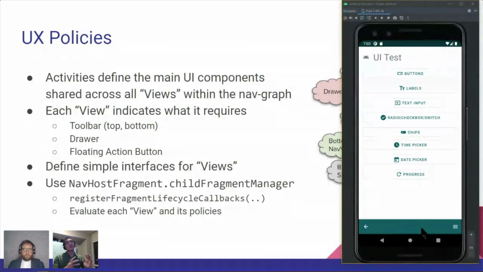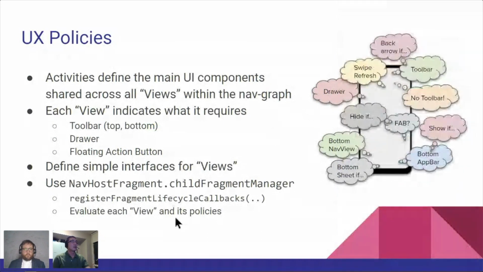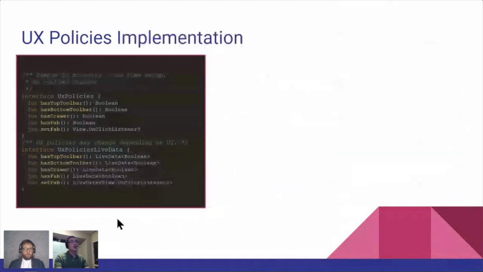So implementing this using the old approach where the activity has to do everything is very hard. By applying this pattern, you just have to reference the nav fragment that is included inside the activity, and then register a lifecycle callback. And in this callback, you will evaluate each one of the views, in this case the fragments, and its policies. How can we implement this? Just define a simple interface, right? In this case, for example, I define an interface checking for top toolbar, bottom, drawer, floating action button, and of course, setting the floating action button.